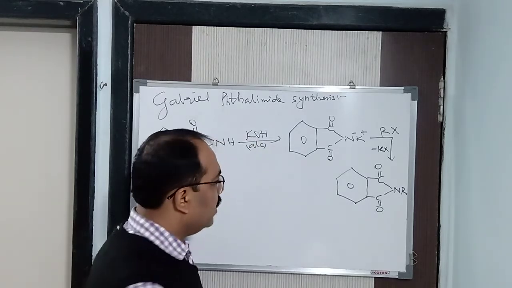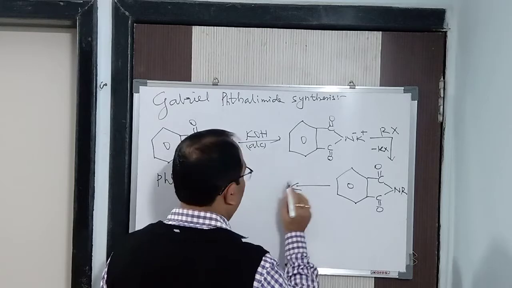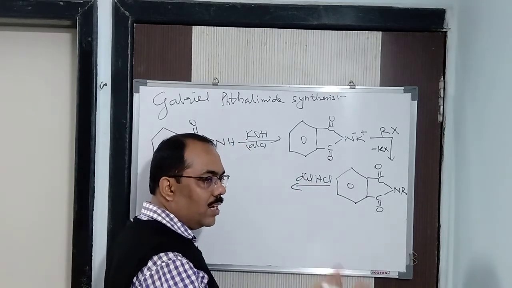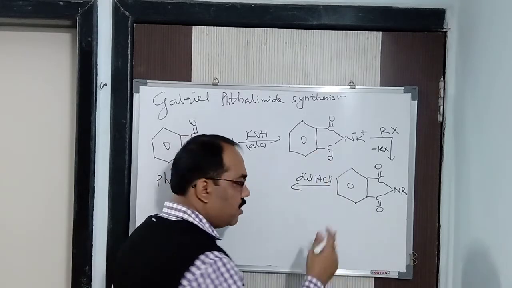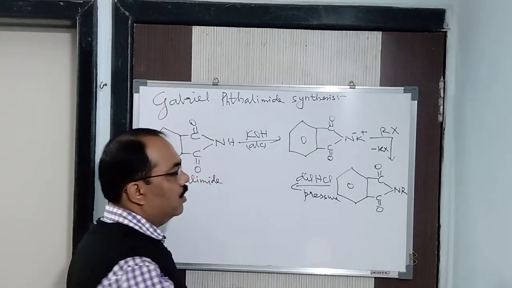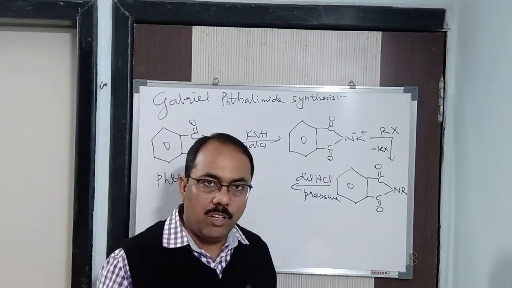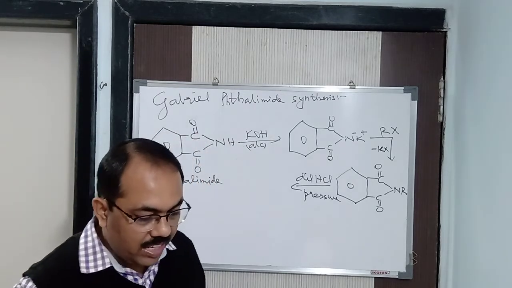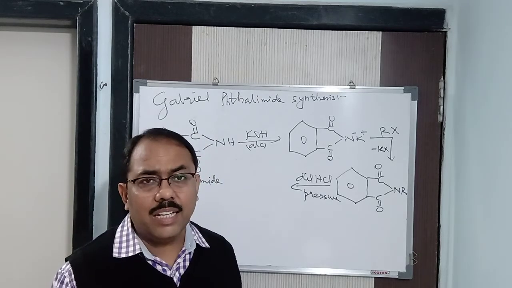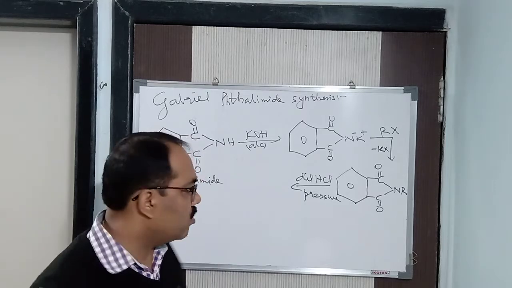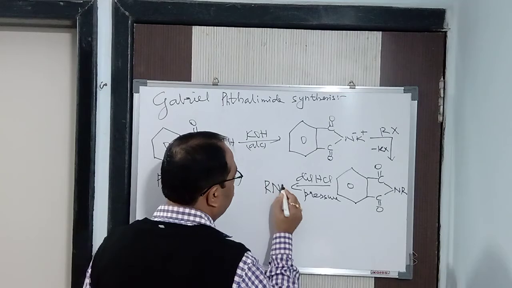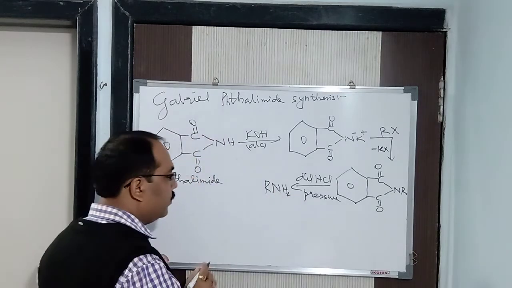Now what should I do? I will be reacting with dilute HCl. Dilute HCl means we will be taking water and we will add a little bit of HCl to it. That is dilute HCl. Under pressure, I will be doing it. So basically I am reacting with water only, acidulated water. From water you will be getting hydrogen. So hence what I am going to get is RNH2.